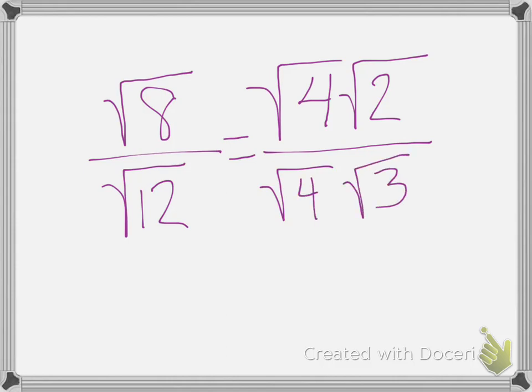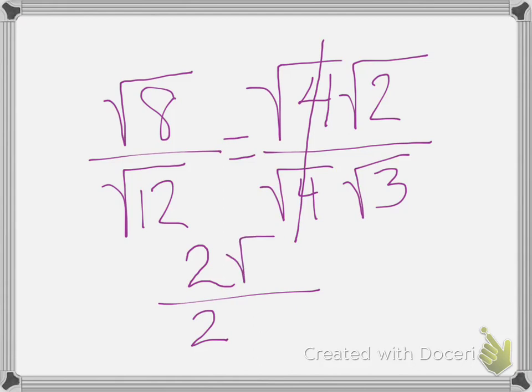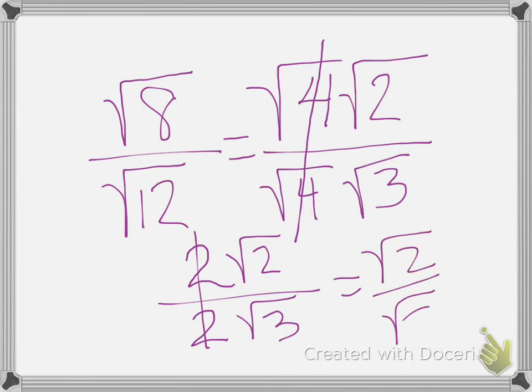You can either at this point see that these two cancel, but if you didn't, you could turn them into 2's. And then see that they cancel. Square root of 2 over square root of 3. And that's as far as you can go.